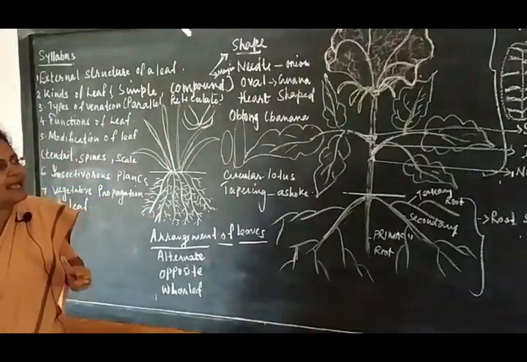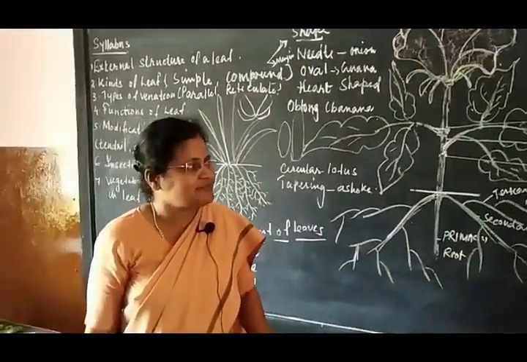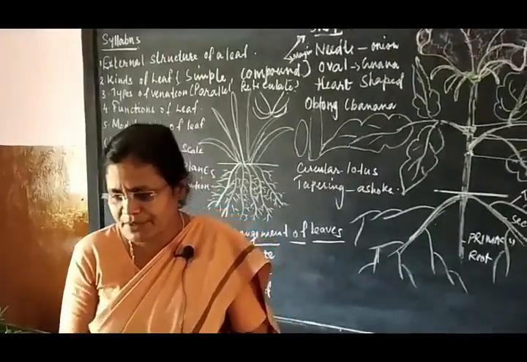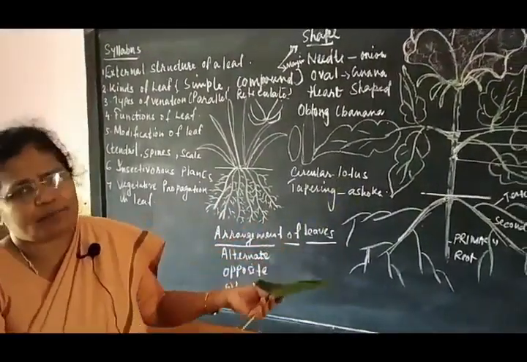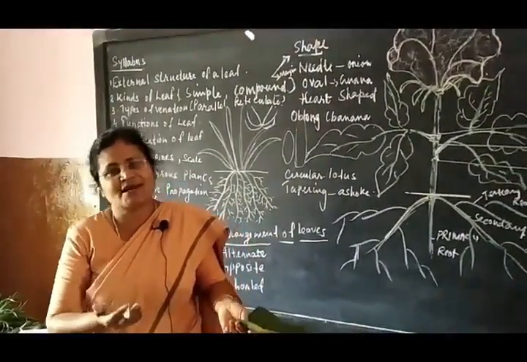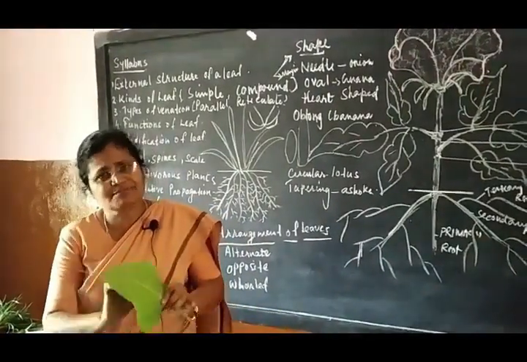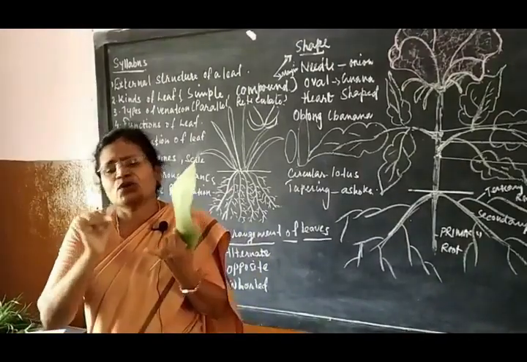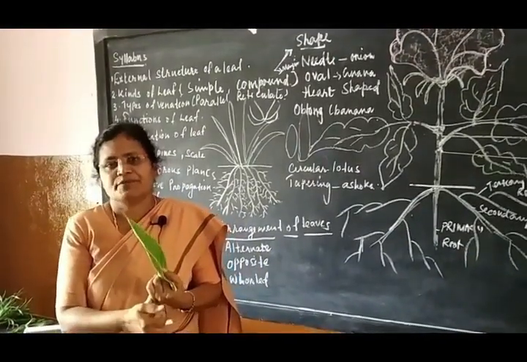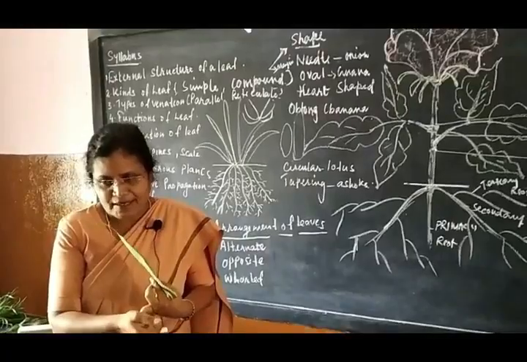Examples of plants having leaves with reticulate venation are your China rose, your maple tree, all your dicot plants. Okay, I am not using the word dicot and monocot since you may not have learned it or may not know it. So I am just giving you the examples only. Your coconut leaf, parallel venation. Your banana leaf, parallel venation.